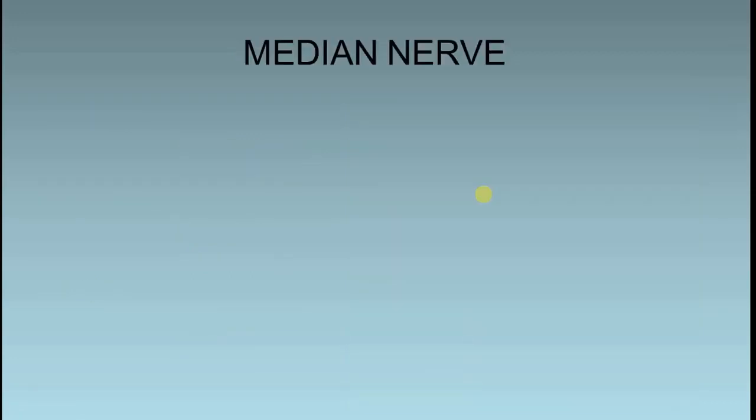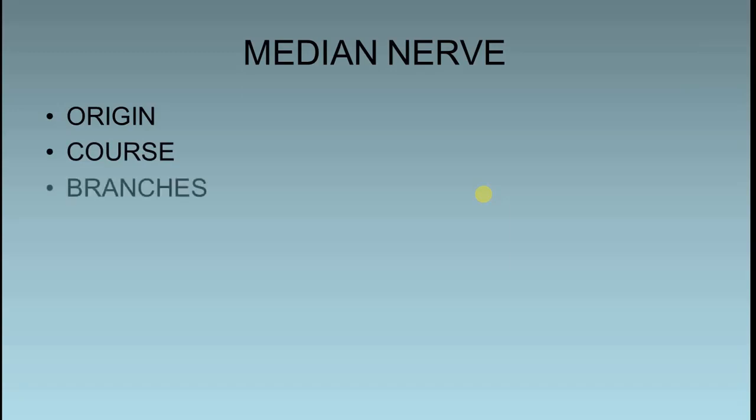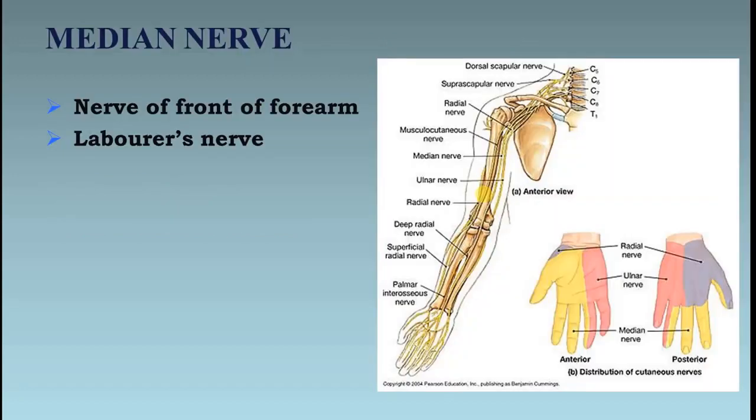So now we are going to see the median nerve course in the forearm. You all know the origin of the median nerve, C5, C6, C7, C8 and T1, by the union of the medial root of median and lateral root of median. Okay. So it is also called the nerve of front of forearm, and it is also called the laborer's nerve. Why is it called the laborer's nerve?